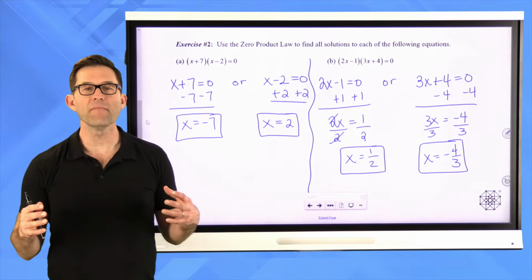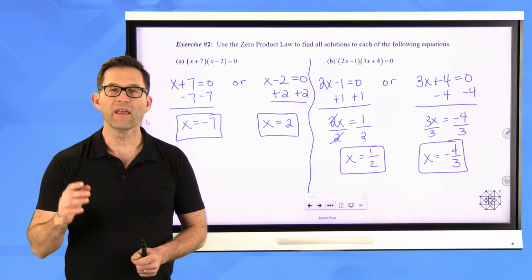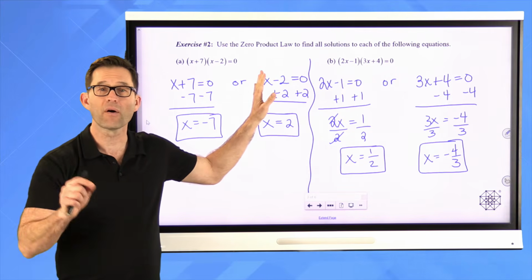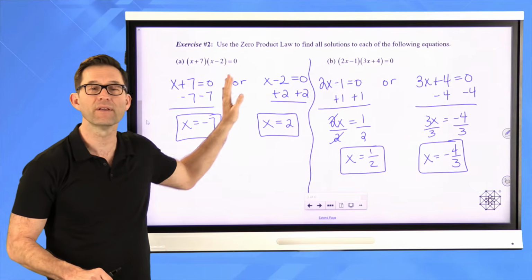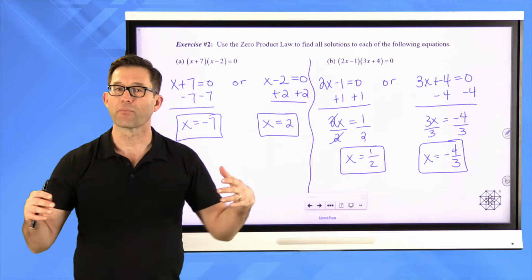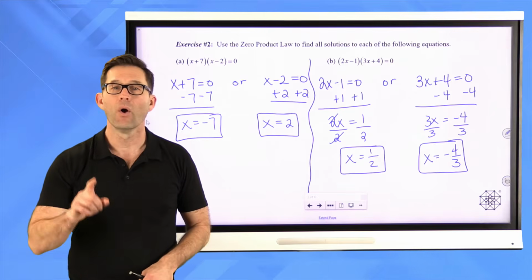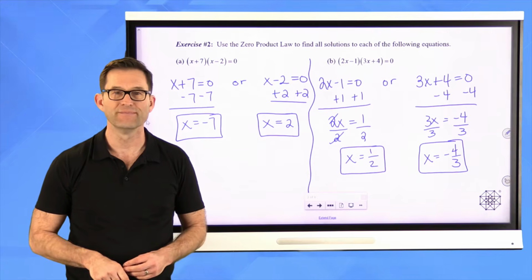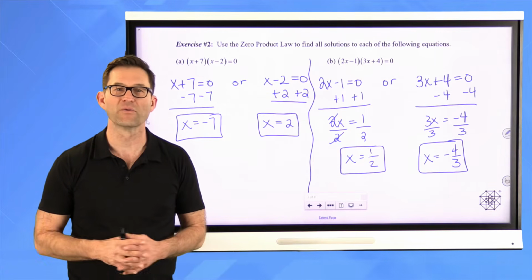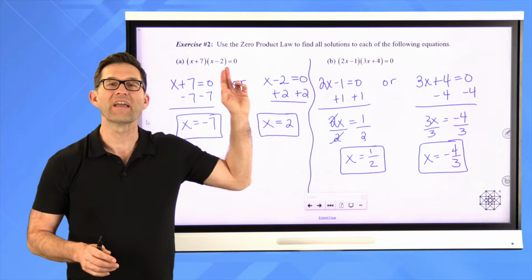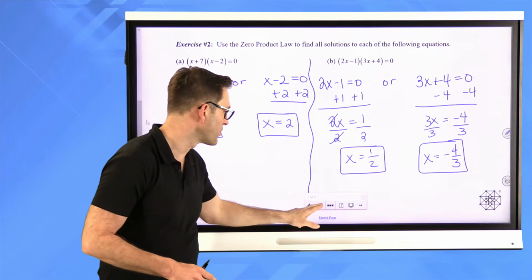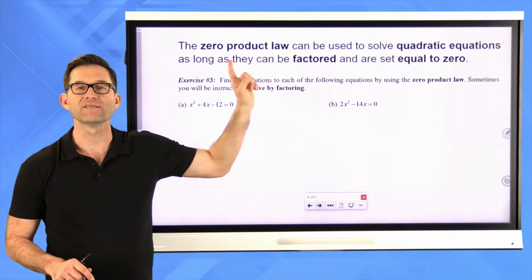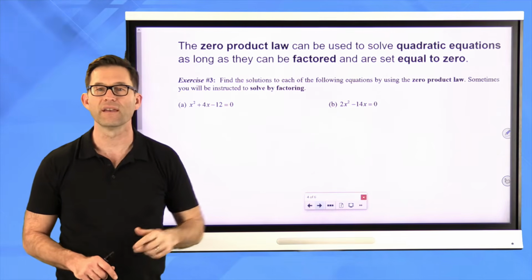This is an amazingly important idea, right? If I've got a factored expression set equal to 0, I can solve that equation by taking each factor and setting it equal to 0, because when the product of two or more things is equal to 0, one of those things has got to be equal to 0. All right. Now, of course, this brings up a very interesting fact. What if the thing isn't factored and set equal to 0, right? So the zero product law can be used to solve quadratic equations as long as they can be factored and are set equal to 0.